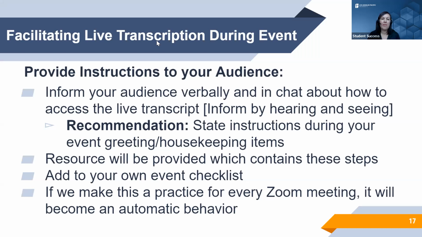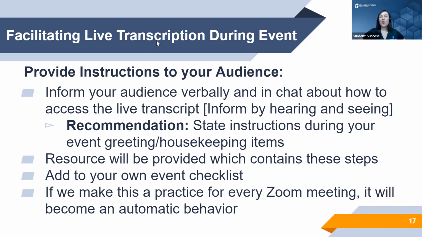The last piece of facilitating this feature is making sure you are informing your audience that it's available. This is a great accessibility practice to make sure people know that an event they're attending is accessible for them as a part of how you're hosting it. It's a very simple process of just a one-liner at the opening of your event where you can inform your audience verbally and in the chat, by both seeing and hearing, that they can access the live transcript. And I recommend that you do it this way.